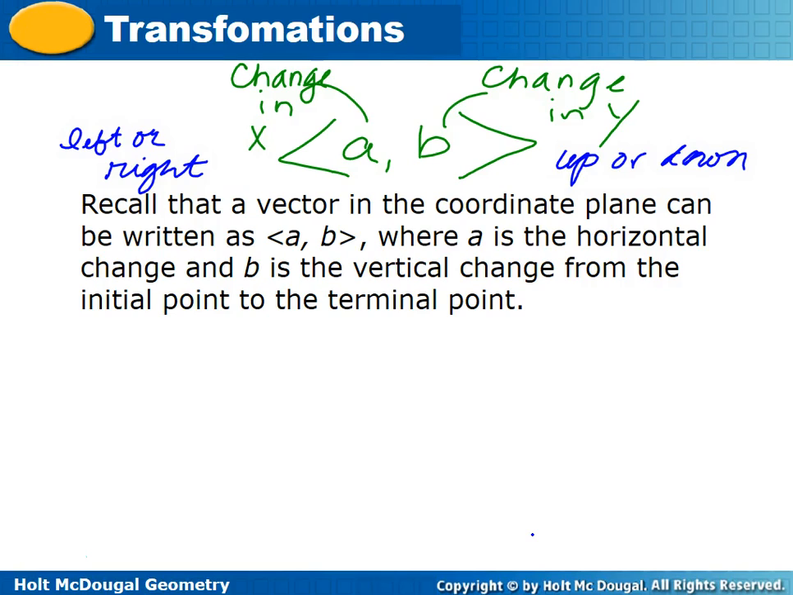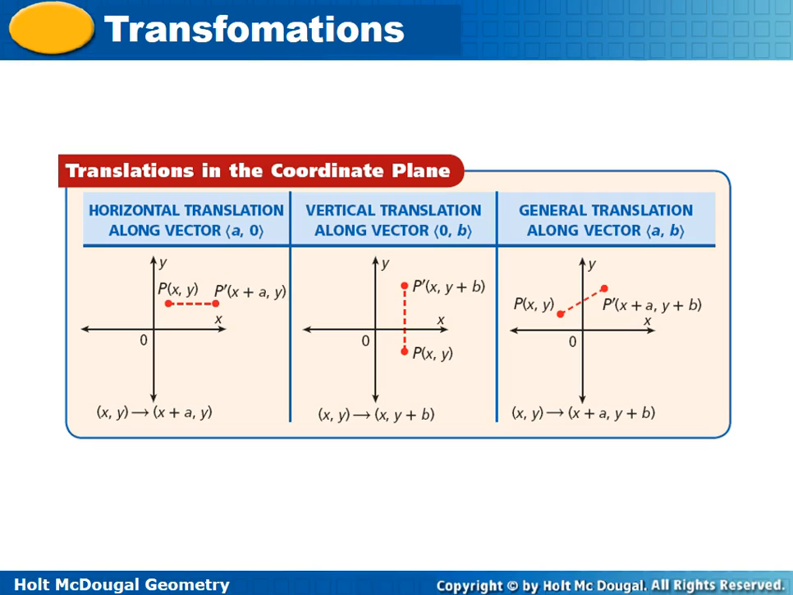Okay, so that's what we're about to talk about. We're going to pull those values from the vector and we're going to use them to talk about what kind of change happens in a diagram. So on this first one, we have a value for x, but we don't have a value for y. So in the vector, this would look like this, a comma 0. So that means our x value is going to change by a, but our y value is not changing at all. And so that means it's just going to move left or right by the value of a.